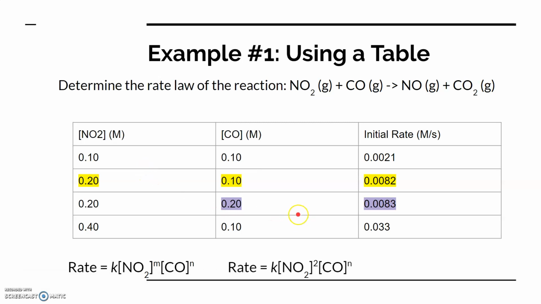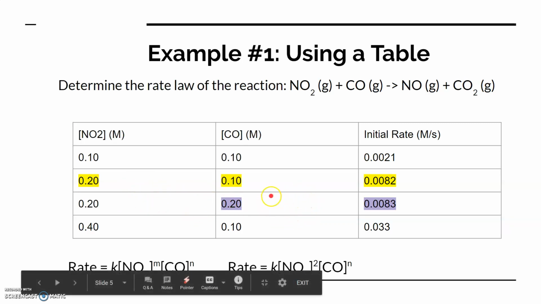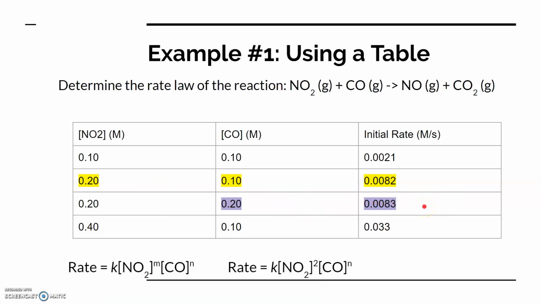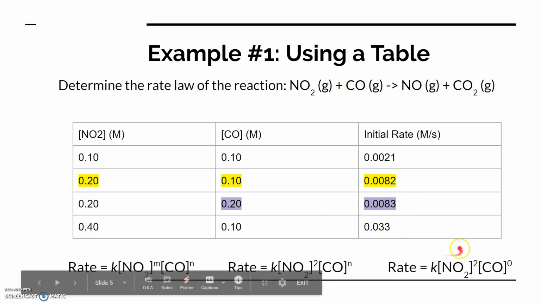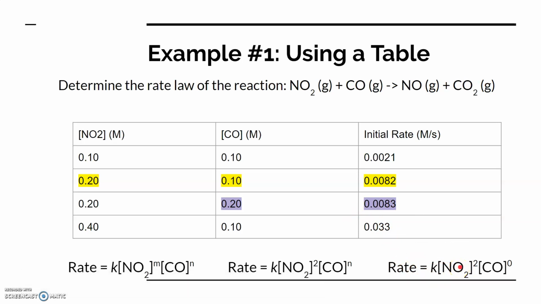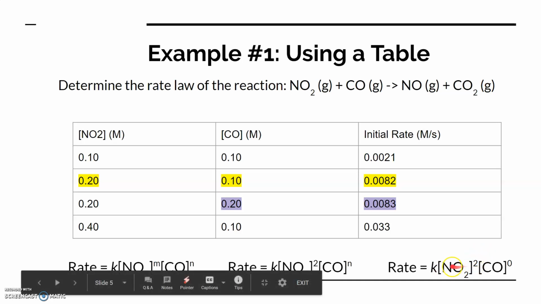Now, look at trials 2 and 3, right here. As you can see, the concentration of NO2 stays constant while the concentration of CO doubles. However, the rate stays relatively constant. Because of this, the reaction order with respect to CO must be zero order. So here's our final rate law. To find the overall reaction order, add the exponents. In this example, this is a second order reaction, since 2 plus 0 is 2.